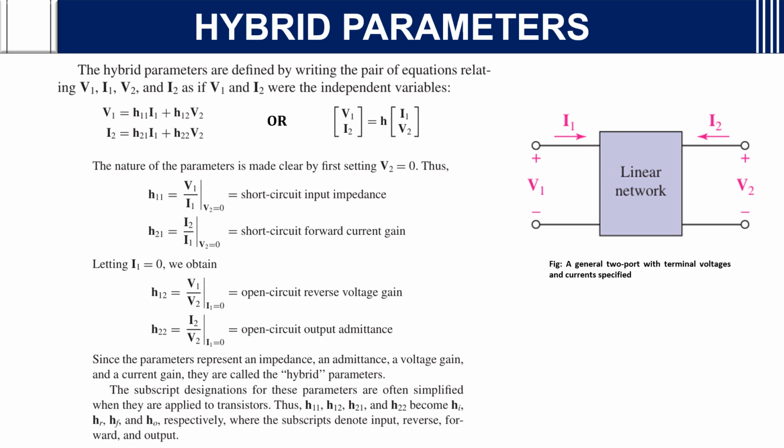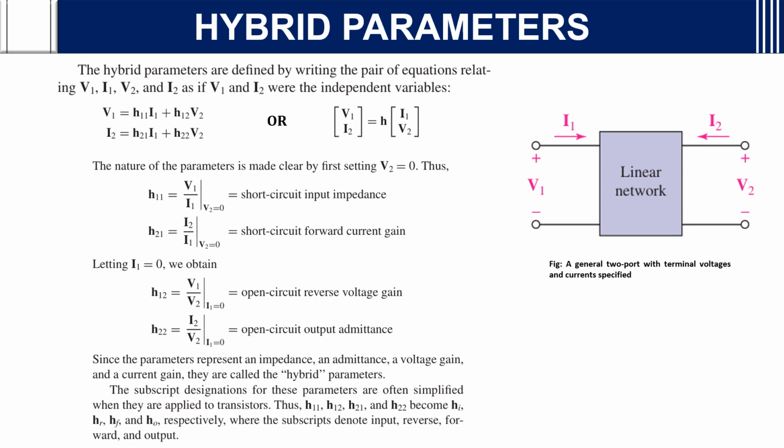Why? Because in previous parameters also the equations are very important. In the same way, for hybrid parameters also these equations are important. Either in this or this, you need to remember to solve the problems. In the question they will tell you whether to find hybrid parameters or admittance parameters, and accordingly you need to consider the equations. The hybrid parameters are written for a linear two-port network only. The nature of the parameters is made clear by first setting V2 equal to 0.